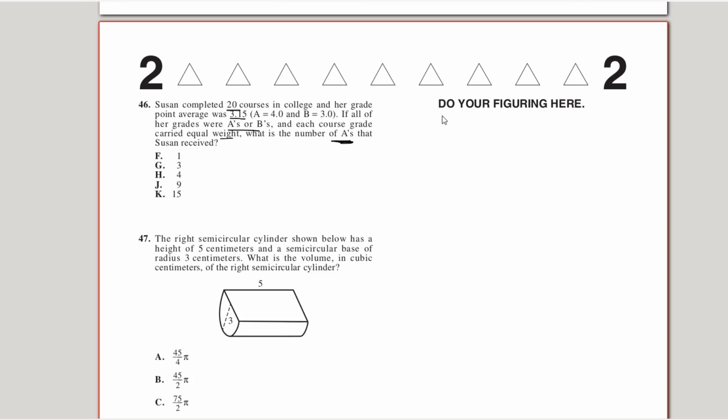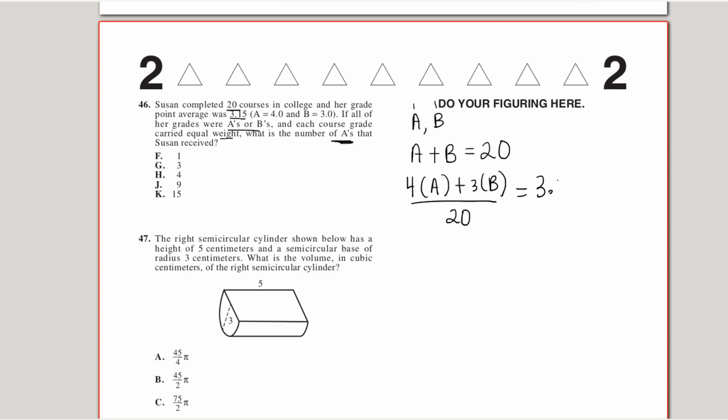So we can set up a couple of relationships here. If we represent A and B to be the number of A's and the number of B's, she had A's or B's in all 20 courses. So the number of A's plus the number of B's is going to equal 20. And we know that the A's counted 4 points plus the B's counted 3 points. When we divide that through by the number of courses she took, that's what gives us the GPA of 3.15, the total over the number of classes she took. So we have two equations and two unknowns, and we can do some solving.